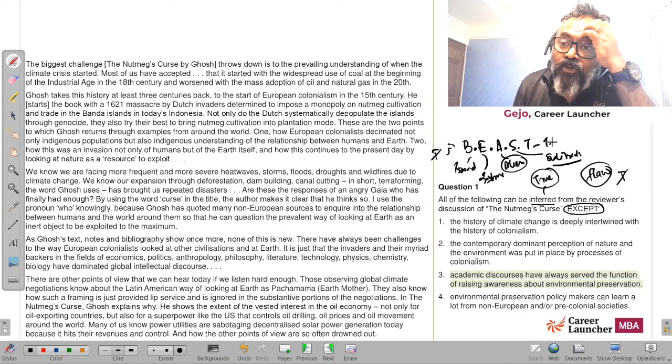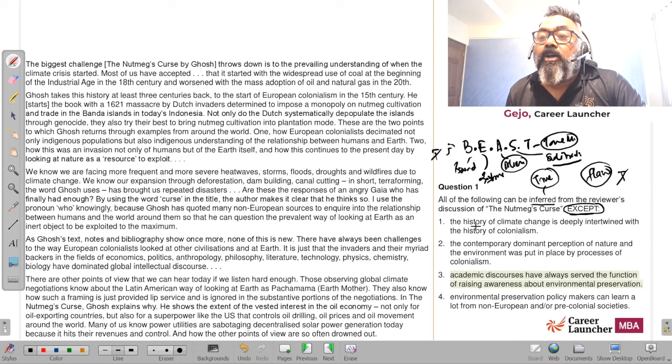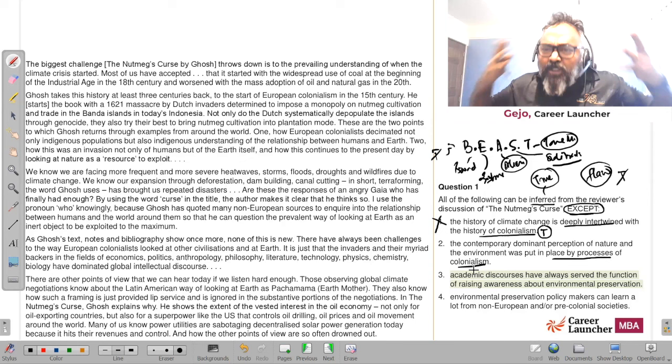We're looking at what the flow is. What is the reviewer's discussion on work? The history of climate change is deeply intertwined with the history of colonialism. Absolutely agreeable. There is no two ways about it. This is absolutely true based on the passage. The contemporary dominant perception of nature and the environment was put in place in the process of colonialism. Absolutely there. I think these are straightforward ones. This is a true statement.